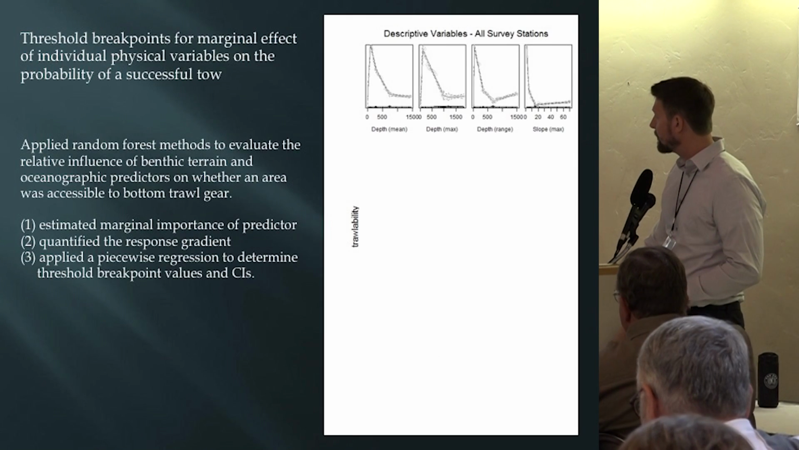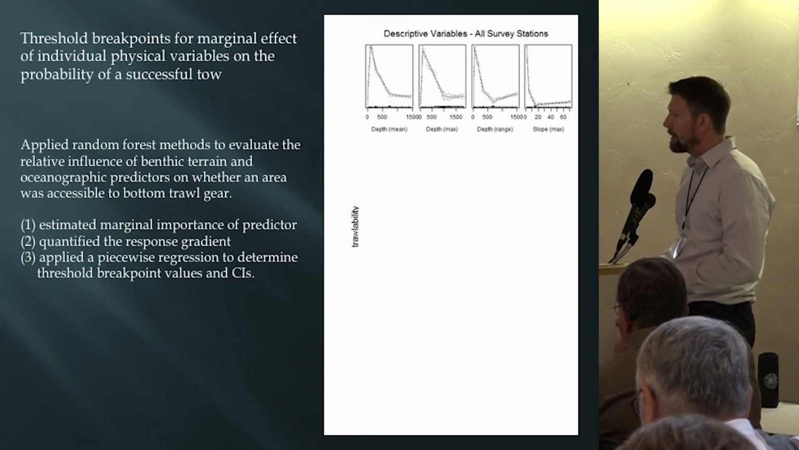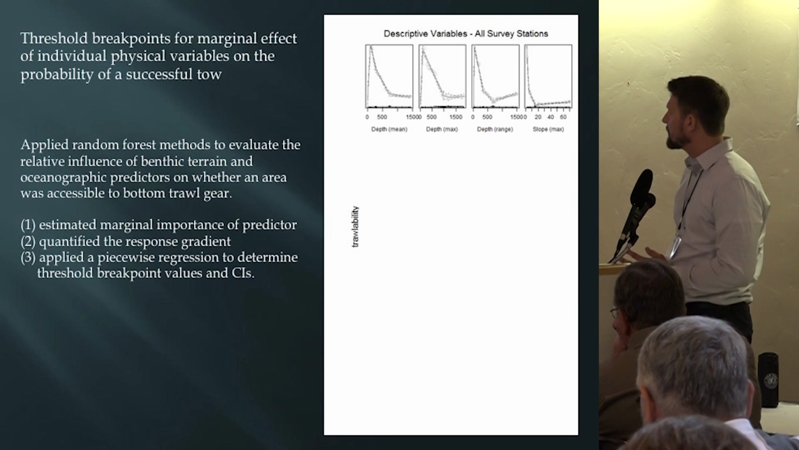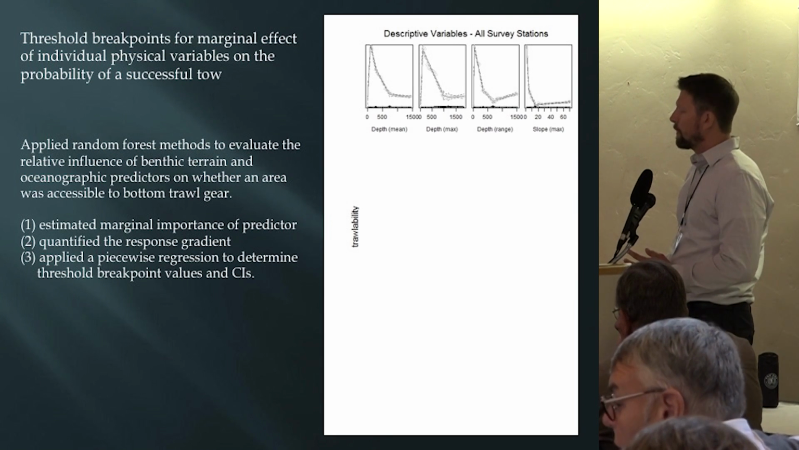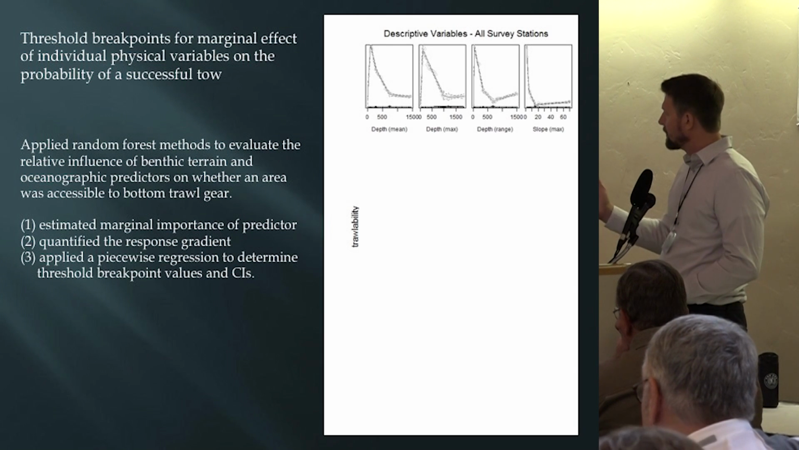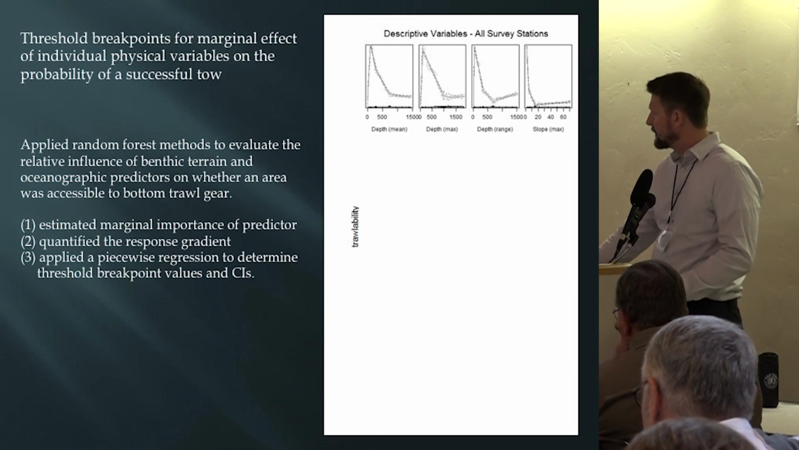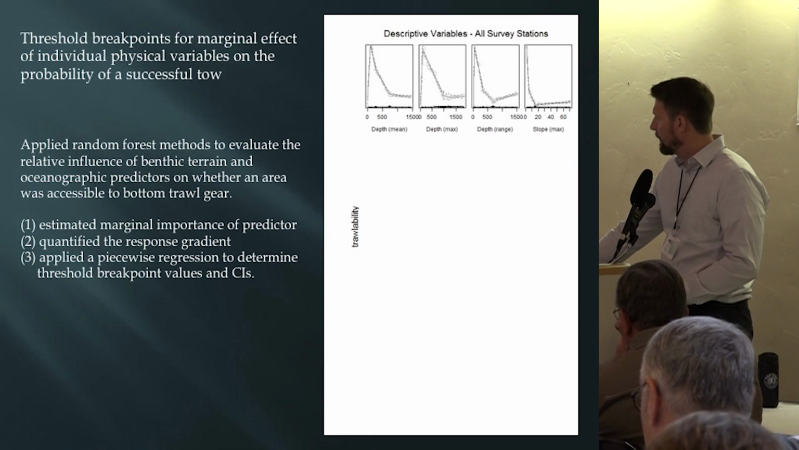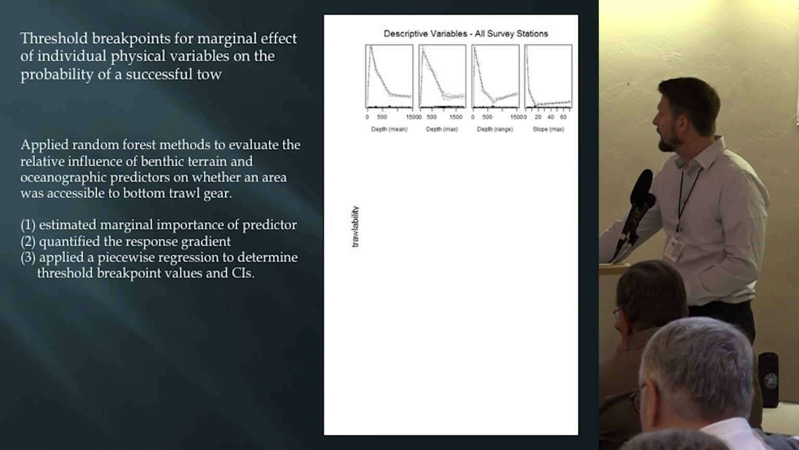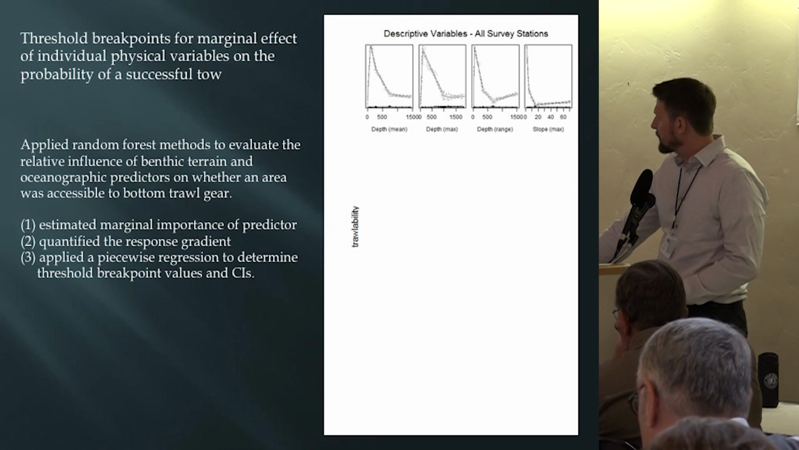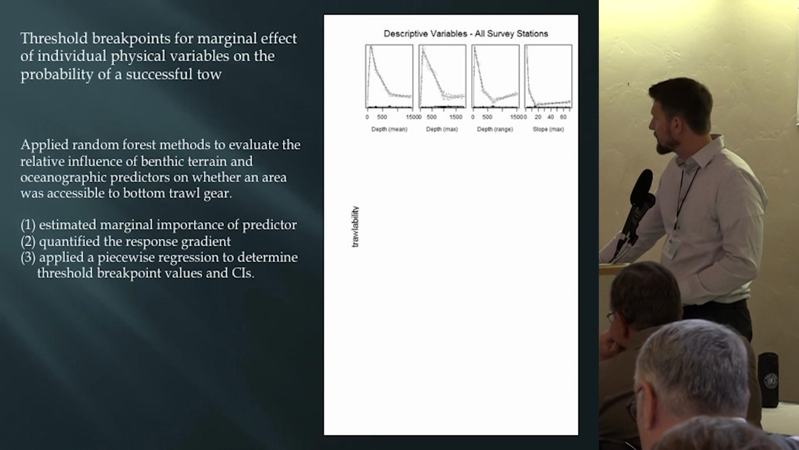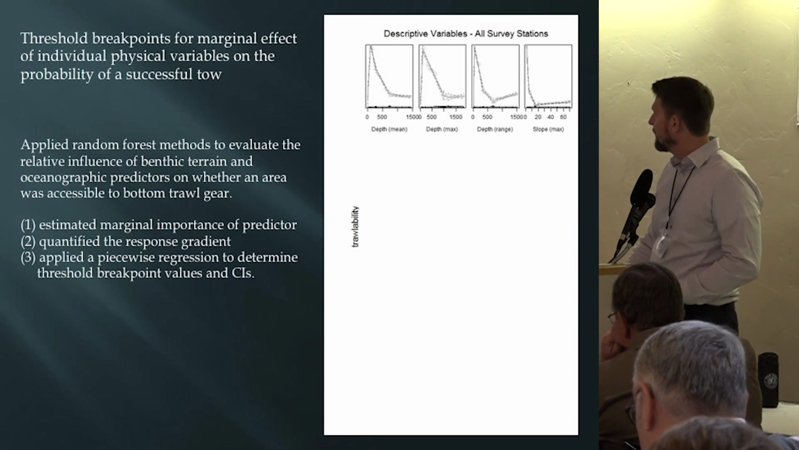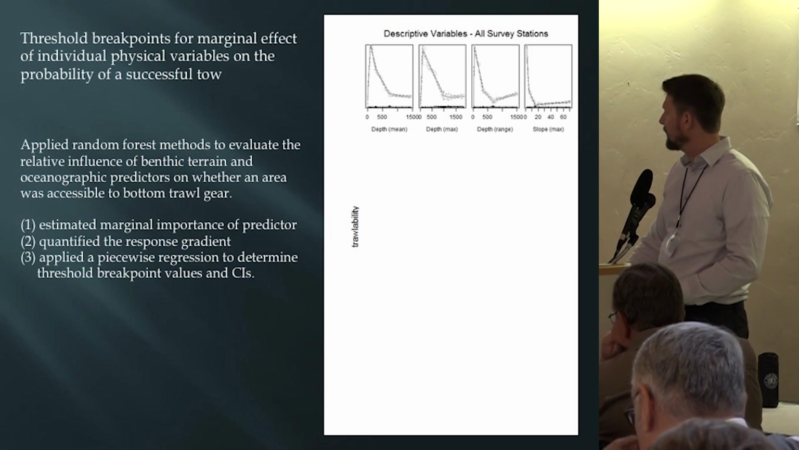And so we used these outputs and applied a model. This is a random forest model that was looking at the marginal importance of one single predictor in determining whether or not a certain area is trawlable. We took that relationship, which looks at trawlability on the vertical axis against a range of metrics on the horizontal axis. Here we have depth, maximum depth, standard deviation of depth, I believe, and slope.